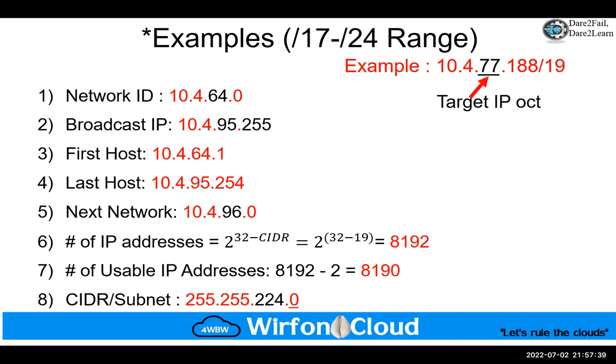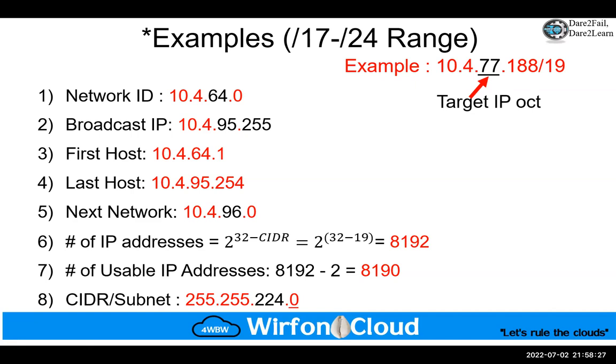Okay, all right. So another example here is 10.4.77.188/19. Matching this CIDR to your cheat sheet, you realize the /19 is on the third octet, and that makes this one your target IP octet. So 77 becomes your area of focus. So as such, you can get the number of addresses. As I had mentioned before, the group size corresponds to the number of IP addresses only for the fourth octet.